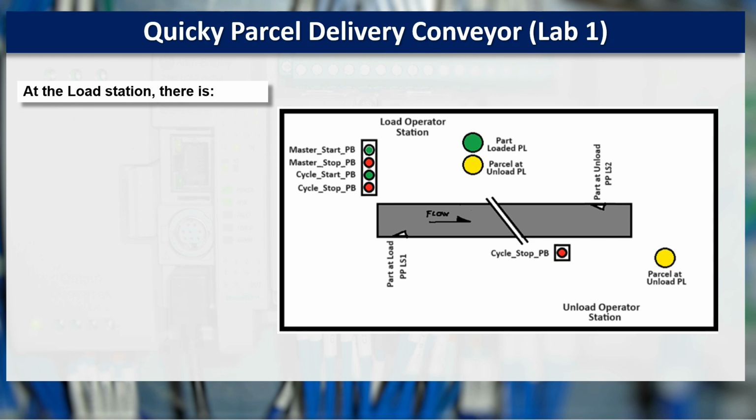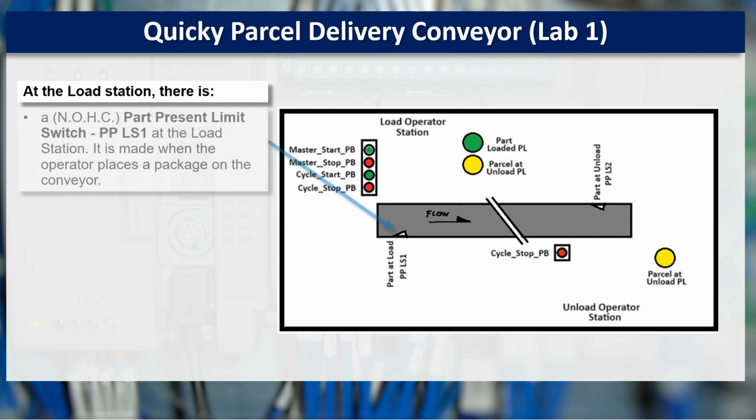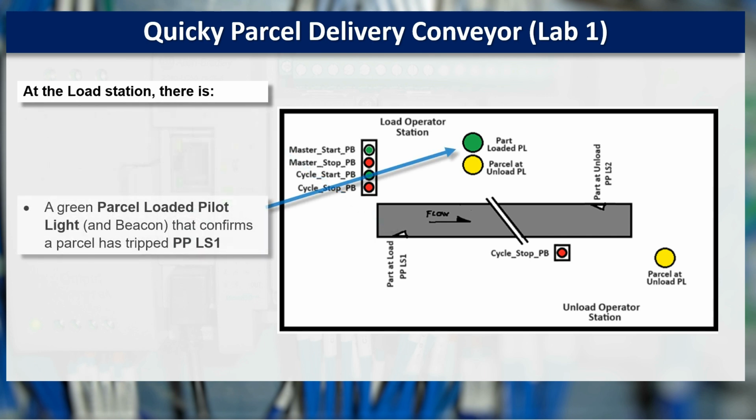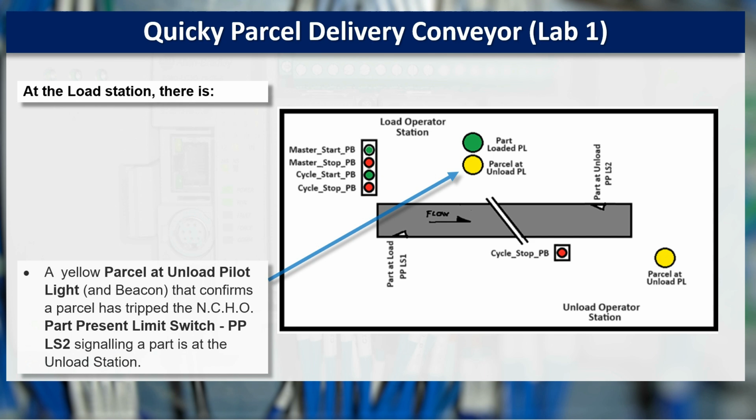Furthermore, the load station has a normally open, held closed part present limit switch, PPLS1. It is made when the operator places a package on the conveyor. There's also a green parcel loaded pilot light and beacon that confirms a parcel has tripped PPLS1. There's a yellow parcel at unload pilot light and beacon that confirms a parcel has tripped the normally closed, held open part present limit switch PPLS2, signaling a part is at the unload station.